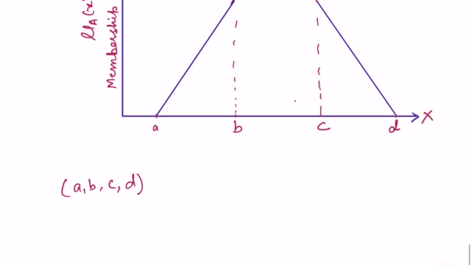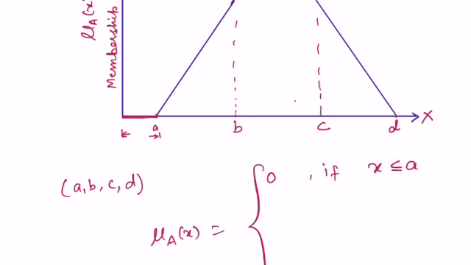Now it's time to write the membership value, or the formula, you can say. So let us start writing. Before A, if we see this point, the membership function takes value 0. So it takes value 0 if x is less than or equal to A.